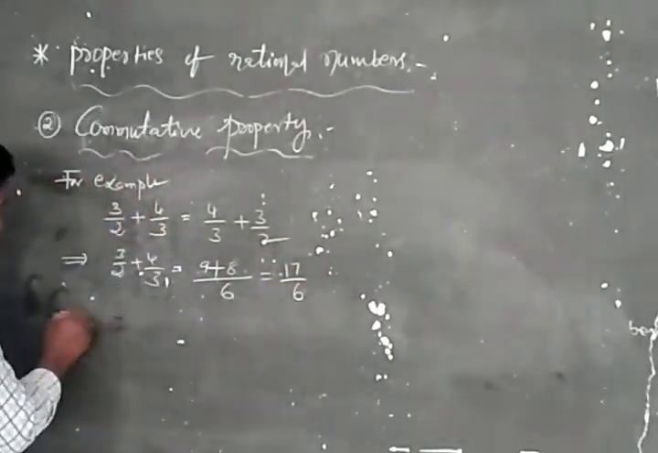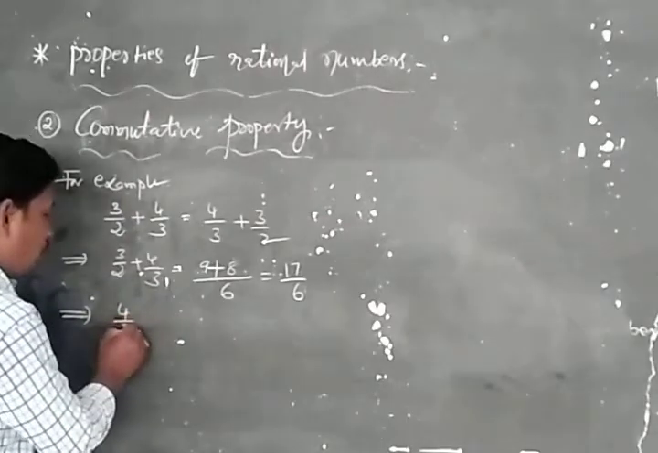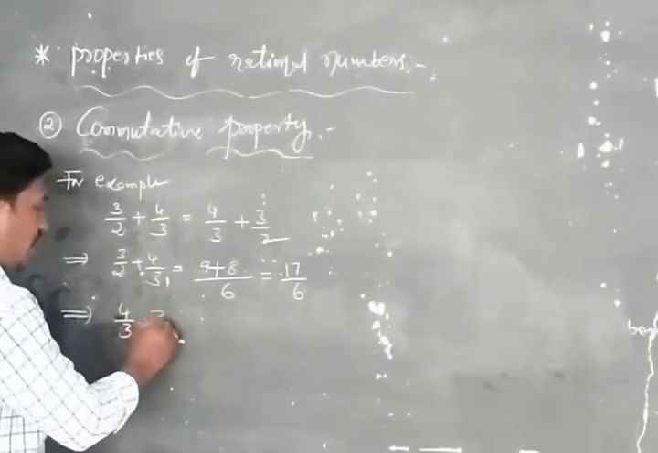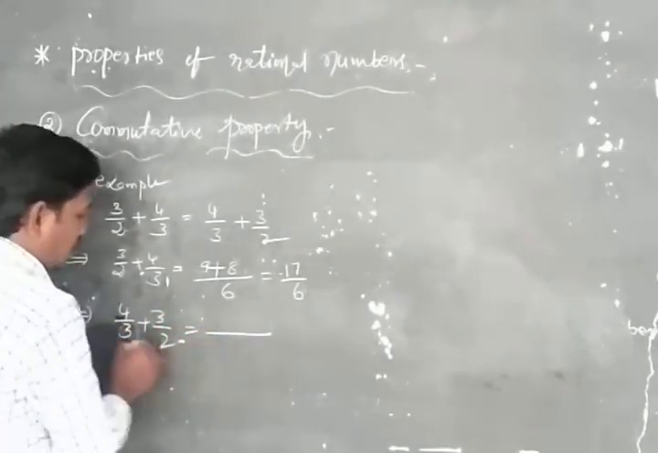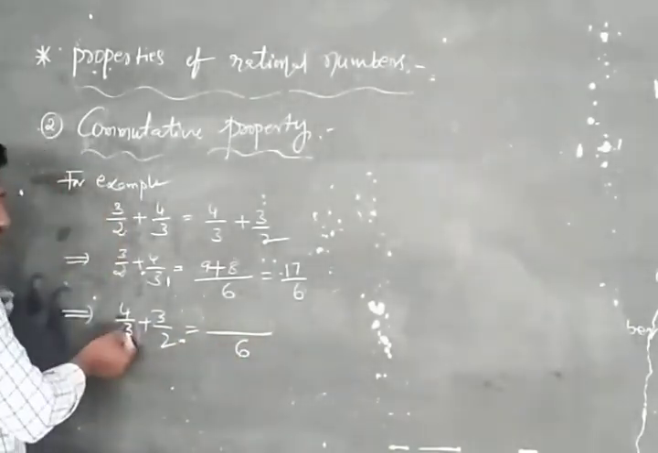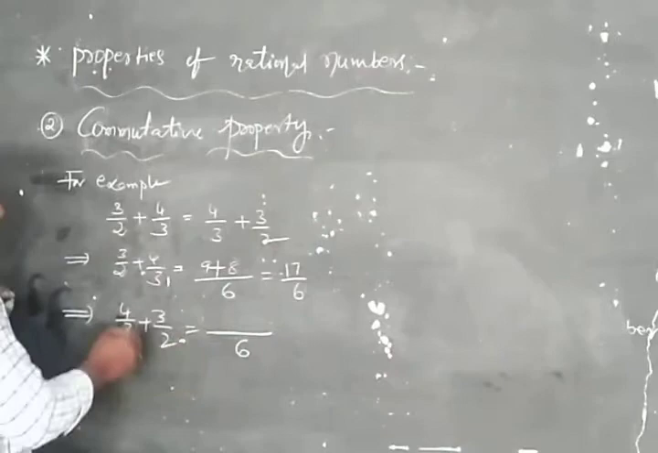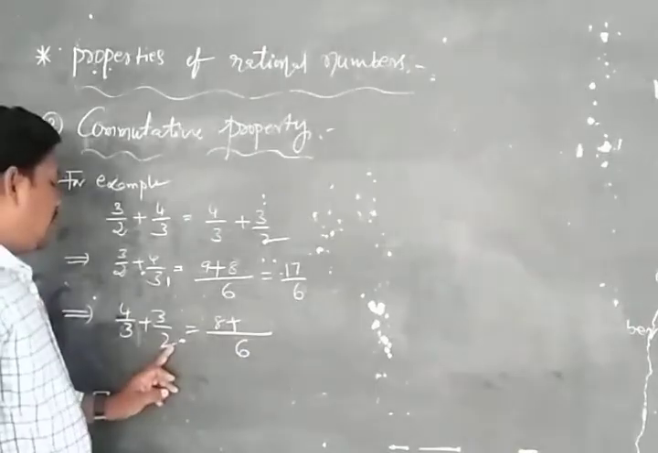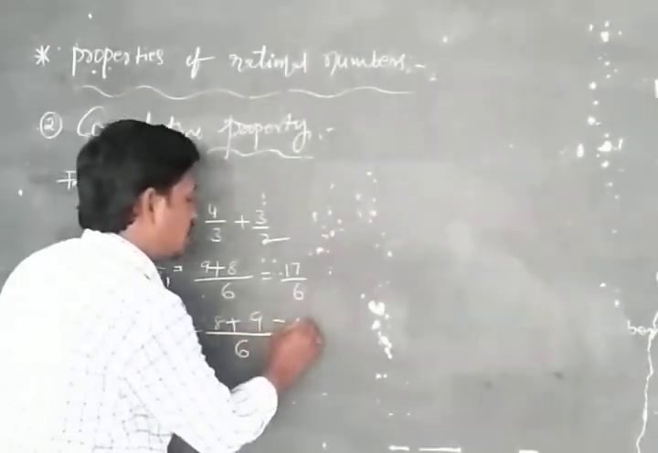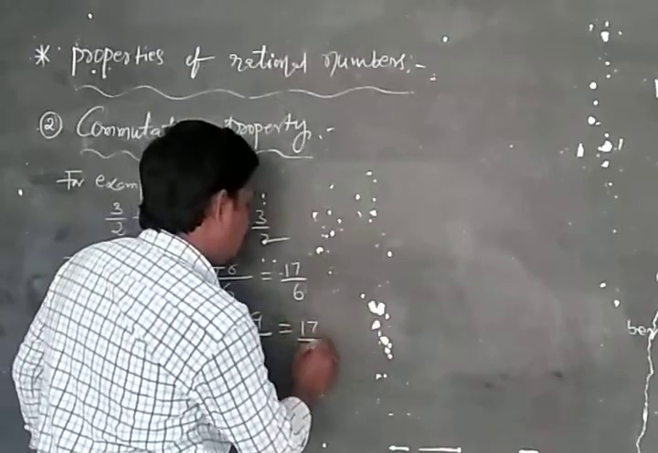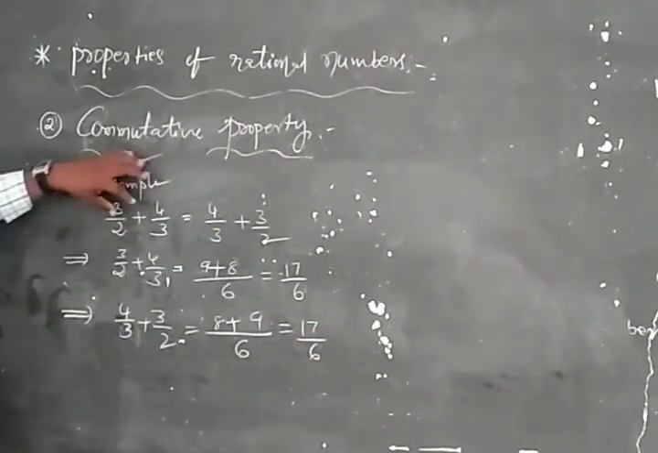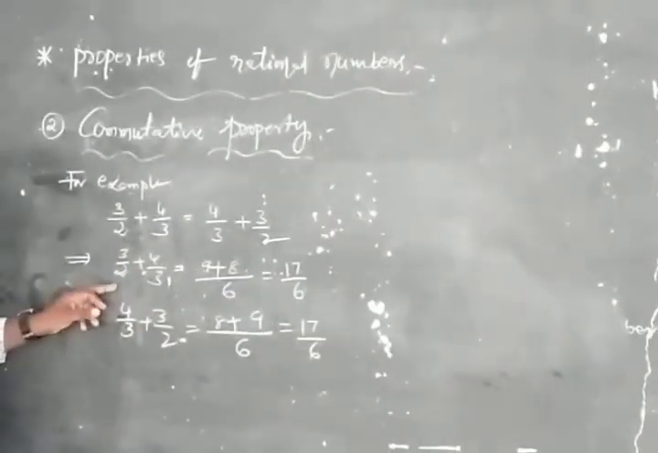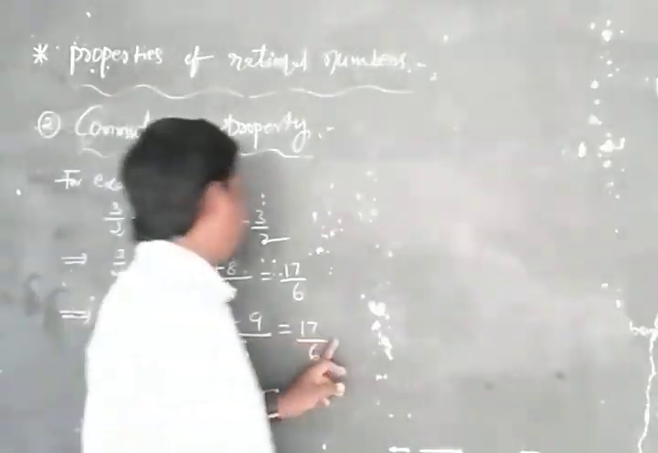17/6. And also 4/3 plus 3/2. It is also the LCM of 3 and 2, which is 6. If 3 becomes 6, we have to multiply by 2. 4 2s are 8. Plus, if 2 becomes 6, we have to multiply by 3. 3 3s are 9. So 17/6. So we have to observe 3/2 plus 4/3. How much did you get? 17/6. So again 4/3 plus 3/2. How much did you get? 17/6.